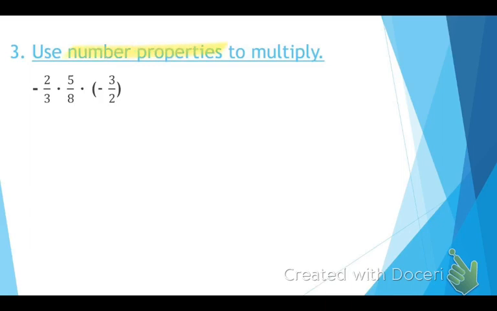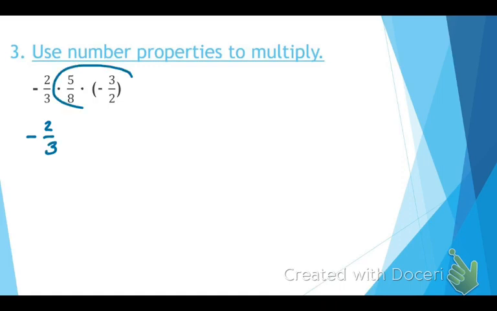Use the number properties to multiply. We've talked a lot about the commutative property. The commutative property says that I can commute or move numbers from one place to another in my problem when multiplying or adding. Can anyone see a fraction that I should move for this one? Peyton, what do you think? Bring the 2/3 down and then bring the 3 over 2 next to it so you can cross.